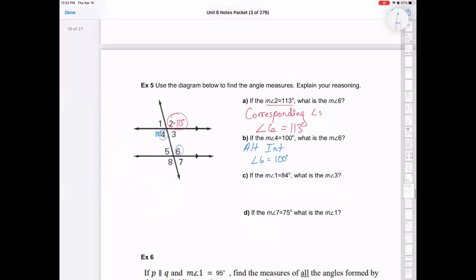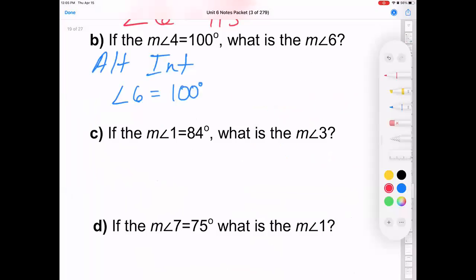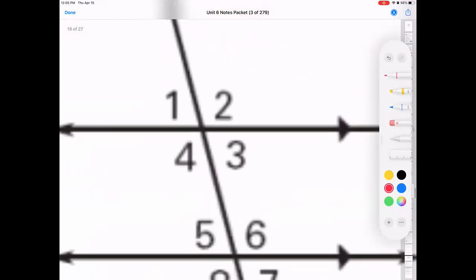So go ahead, please pause the video and try C and D. So for C, it's saying angle 1 is 84. What is angle 3? Awesome job to this individual. Angle 1 is 84, and we are trying to figure out what is angle 3. This person said that they are vertical angles with one another, and vertical angles are always congruent. So angle 3 is also going to be 84 degrees. Okay, so there's our answer for C.